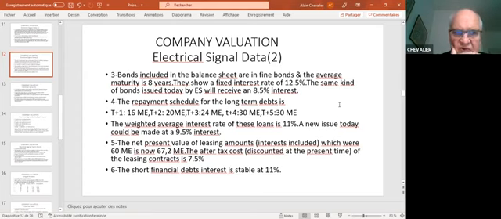The net present value of leasing amounts, interest included, which was 60 million euros, is now 67.2 million. The after-tax cost discounted at the present time of the leasing contracts is 7.5%.